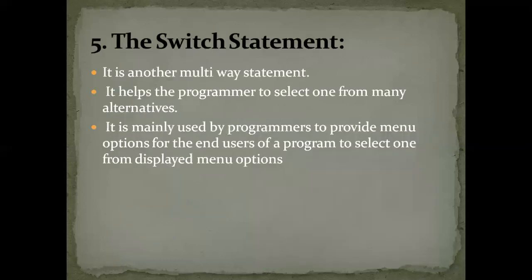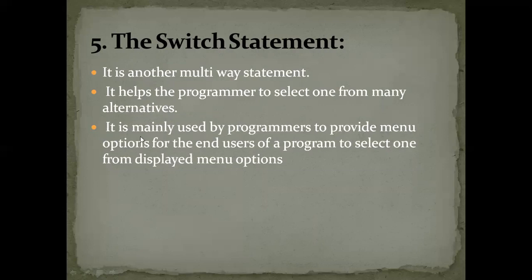Then the next statement, that is what? Switch statement. So how does this switch statement actually work? It is another multi-way statement. It helps the programmer to select one from many alternatives. Wherever a multi-way statement is there, many alternatives will be there. From many alternatives, a programmer is supposed to select one.